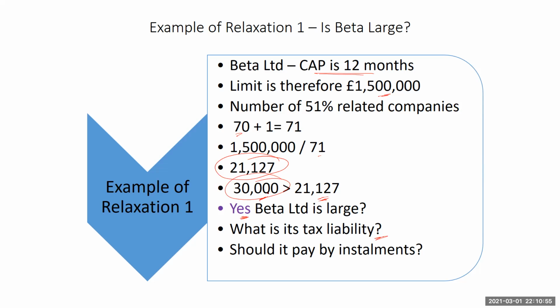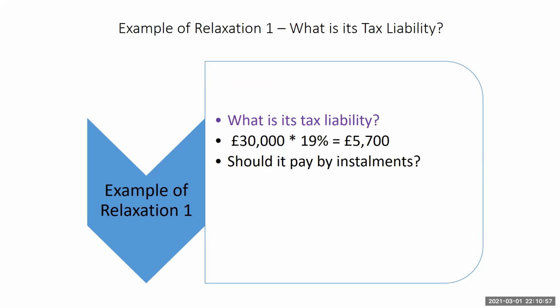Should it pay by installments? Okay, now let's check and see. The tax liability, like I said, is augmented profits times 19%. We get 5,700. Should it pay by installments? So again, we compare it to the threshold, okay? The company is large, we've determined, not assumed, sorry, we've determined that it is large. But what about its tax liability, 5,700? So we need to compare this 5,700 to the 10,000 limit to determine whether we should pay in installments, okay?